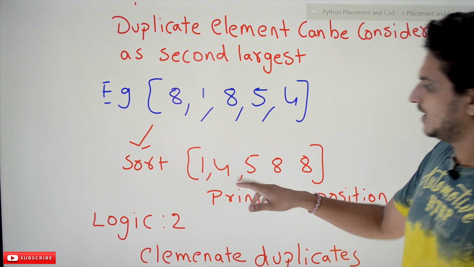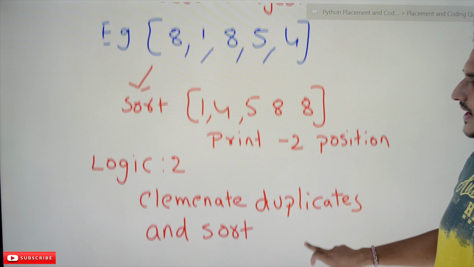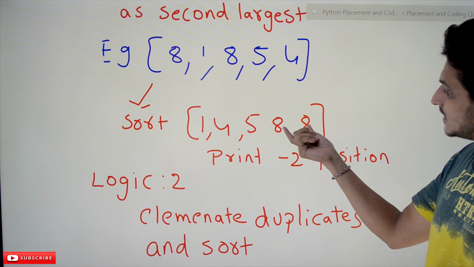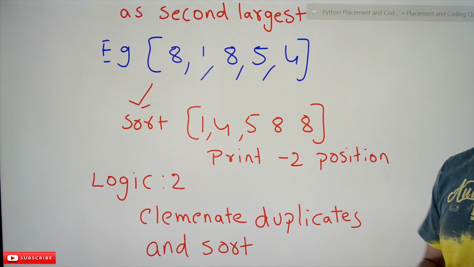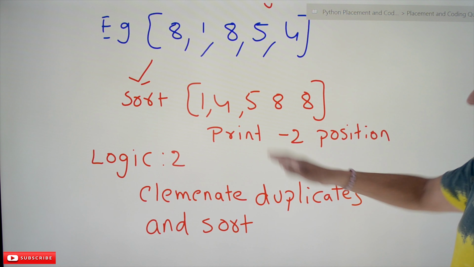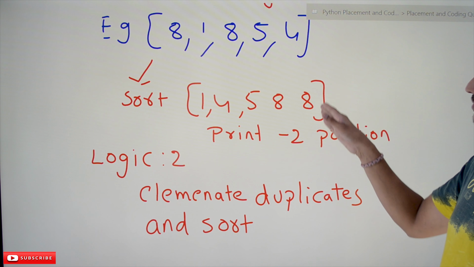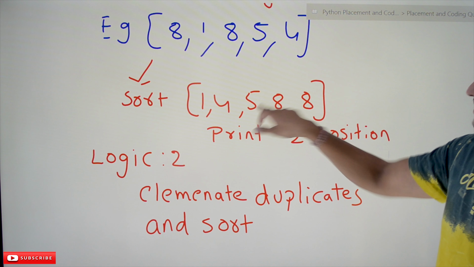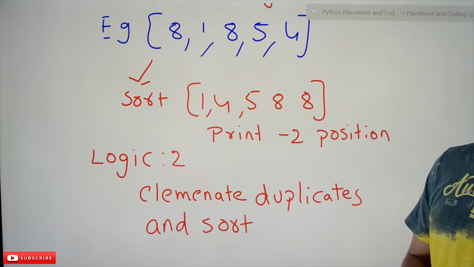So this is our logic for the first question. Coming to the second logic, logic 2, eliminate duplicates. If you don't want to consider the duplicate as the second largest element, we have to eliminate the duplicates and then sort the elements. If you eliminate the duplicates, 1, 4, 5, 8, display the second one from the end. How to eliminate the duplicates? It's very simple. If you convert the list into a set, it will eliminate the duplicates, then convert it again into a list, then apply the sorting logic and display the second largest element. So it's very simple in Python. Let's check the code.